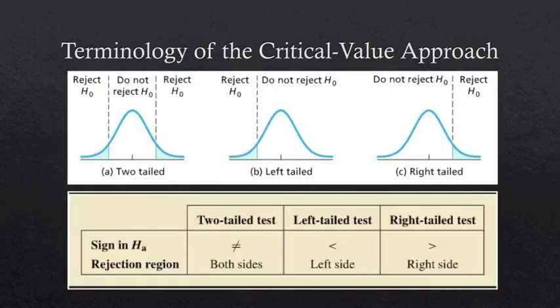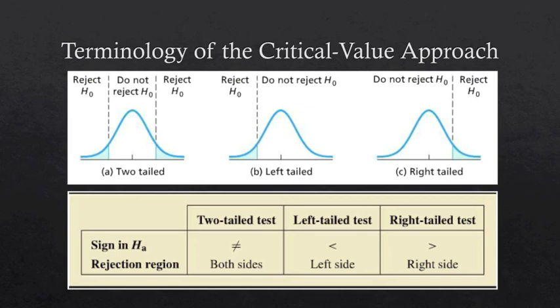All right, so here's the basic terminology for two-tailed, left-tailed, and right-tailed. Notice with the two-tailed, we're rejecting both ends and the middle is the do not reject. The left-tailed is when it is less than, and notice it's rejected to the left of the critical value. Right-tailed would be a greater than problem. That's when we reject to the right of the critical value.